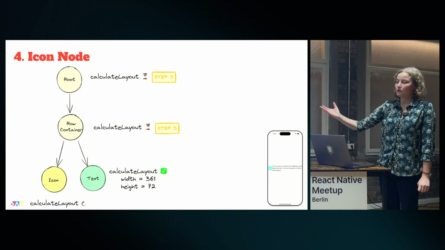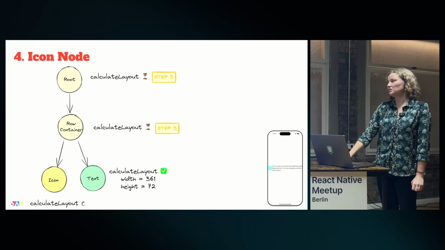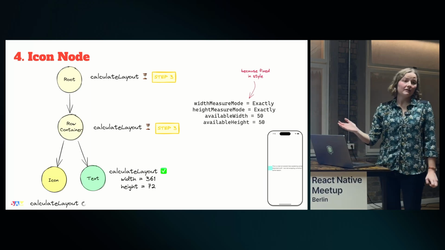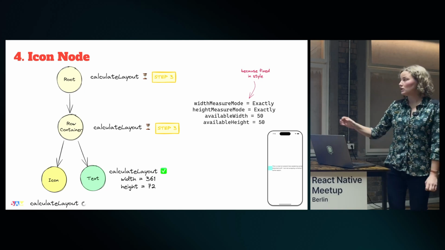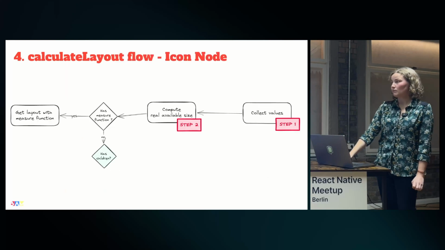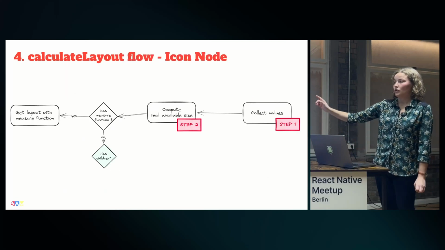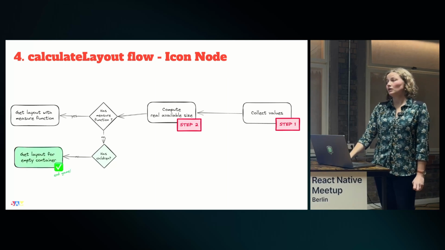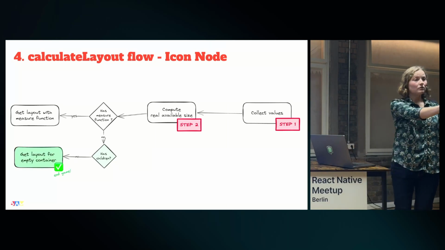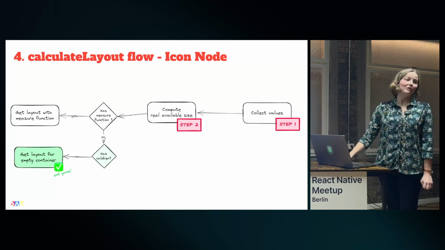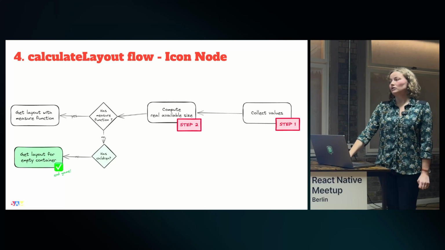Now we can start to compute the dimension of the icon. We can go quite quickly because the dimensions are fixed in style. It's just a 50-50 square. And because it's fixed in style, measure mode is exactly. So we don't have a measure function for this node. We check if we have children. We don't. And it's a second way out of the calculate function algorithm when you have an empty container. Then you just take the measure you have and you exit it.